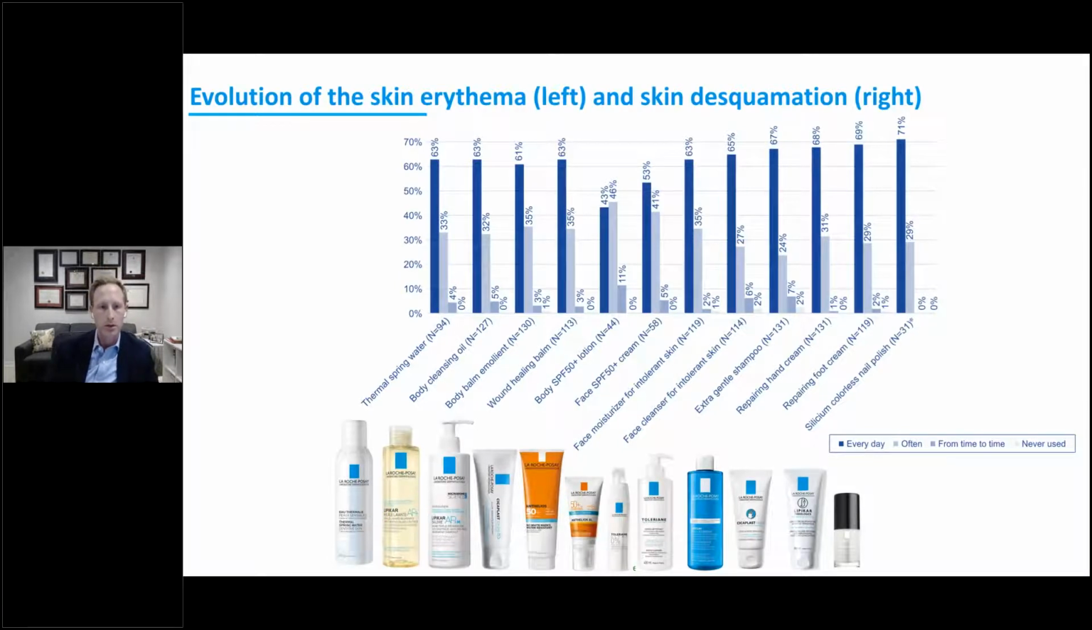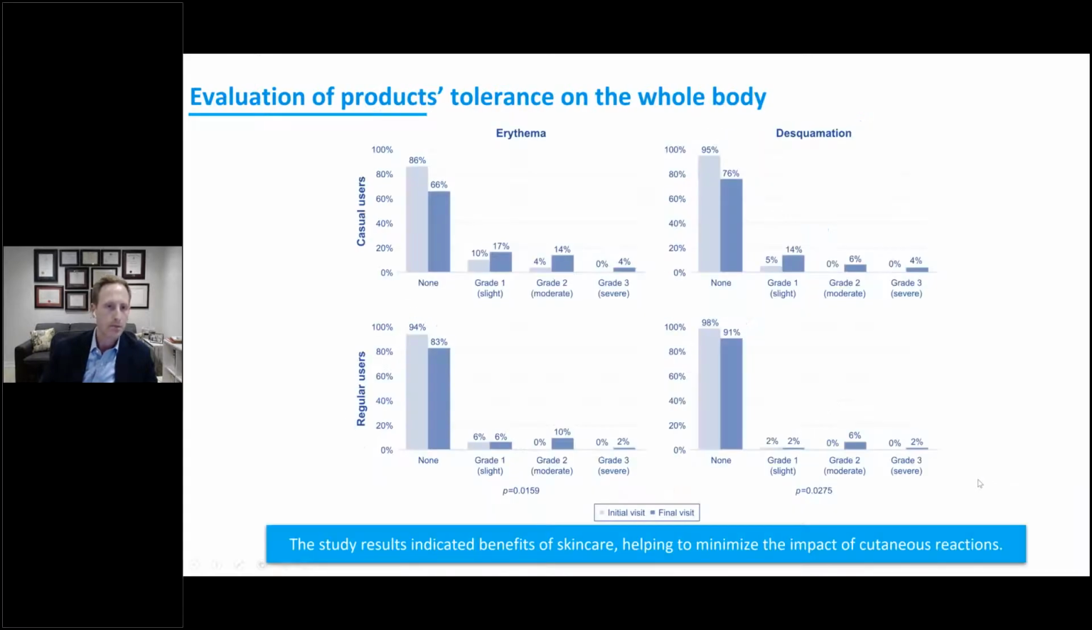This shows the frequency of which products were used the most. As you can see, some of the ones that were used most regularly were hand creams, moisturizers, and cleansers. And if we look at the effect of it, basically what the study did is it broke it down into casual users versus regular users. So that was daily users, and looked at the amount of erythema or redness that the patient would then experience, as well as scaling or desquamation that the patient would experience.